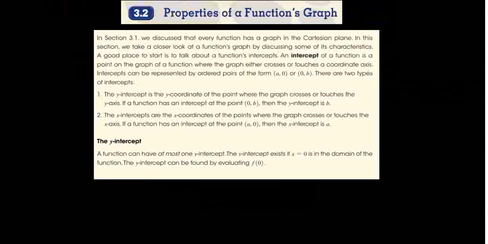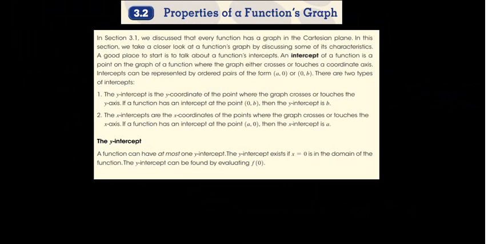Okay, so let's look down here. It says a function can have at most one y-intercept, and we talked about why that is: the whole concept of a function passing the vertical line test. The y-intercept exists if x equals 0 is in the domain of the function. What that means is, if we are allowed to use that number.